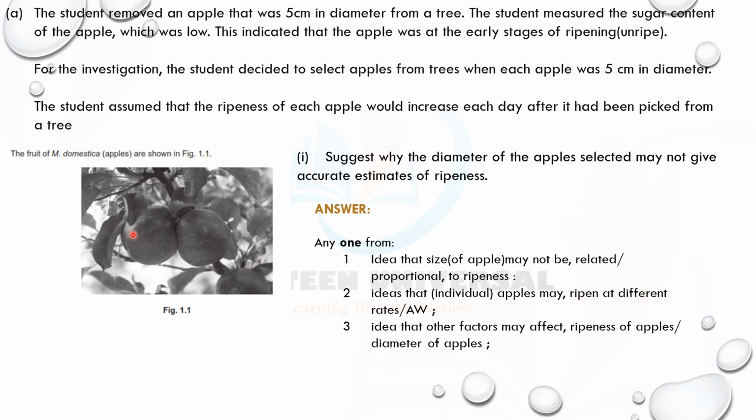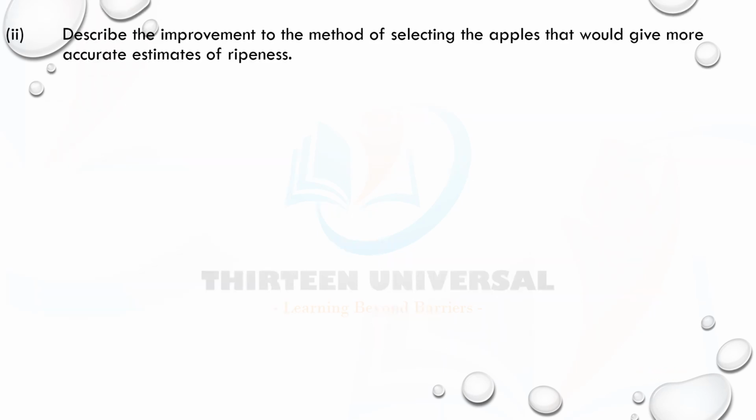Yes, these two apples may ripen at different rates. If you have seen a fruit tree before, you know that. So there are other factors. Idea that other factors, apart from the diameter of the apple, may affect ripeness of the apple. Just one mark, guys, let's run.